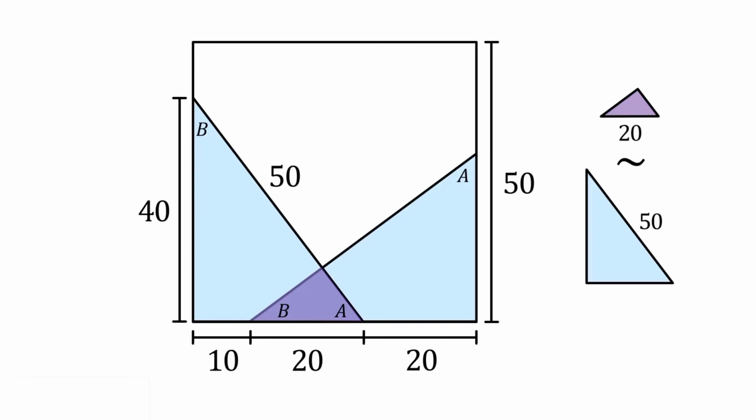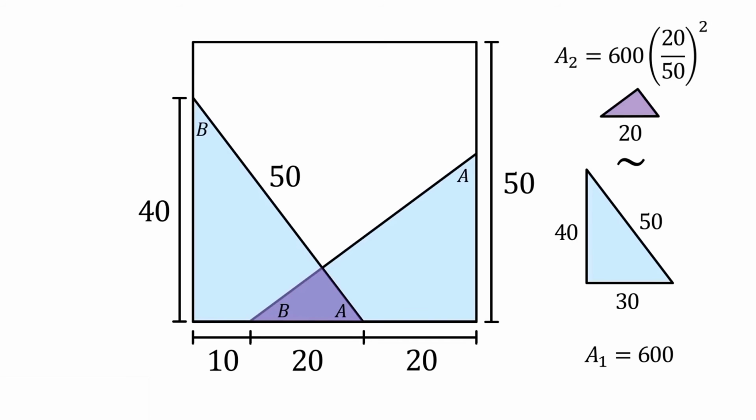Now let's figure out the area of the larger triangle. It has legs equal to 30 and 40, so its area will be equal to 30 times 40 over 2. Thus, it's equal to 600. Now the similar triangle, which is smaller and purple, will have an area that's 600 multiplied by the square of the ratio of the lengths of the hypotenuses. So it'll be 600 multiplied by (20 over 50) squared. So this will be equal to 600 multiplied by (2/5) squared, and that is equal to 96.